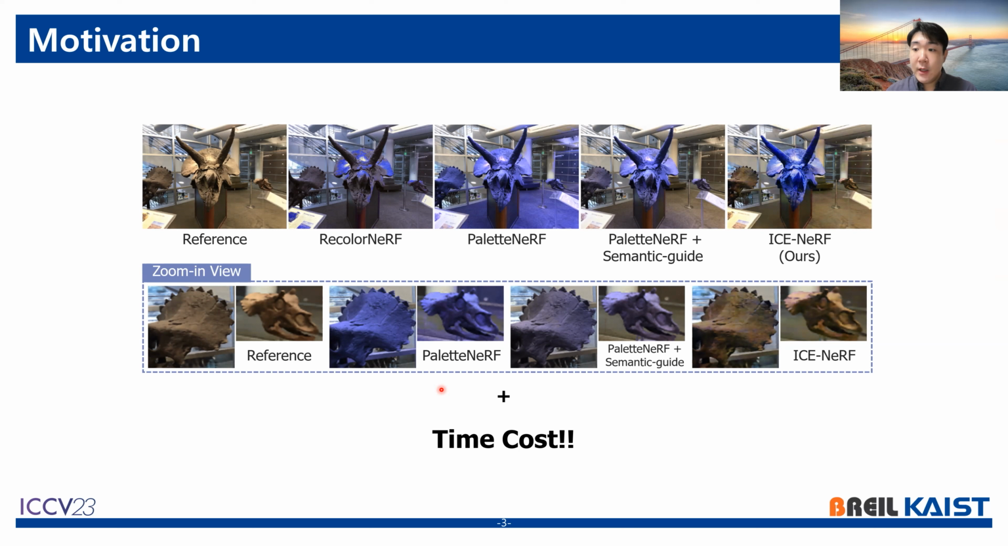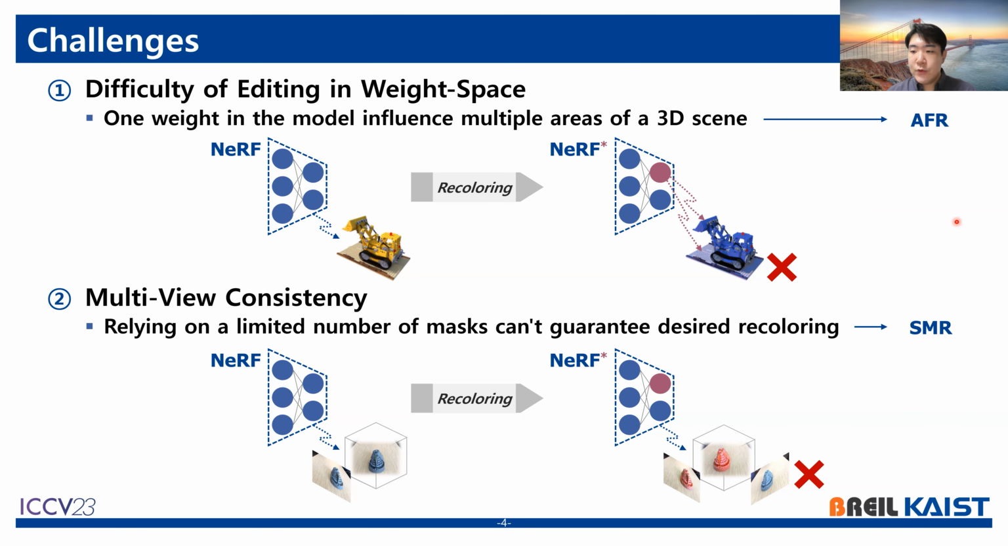Here's our motivation. While there have been impressive methods proposed for recoloring 3D scenes, most of these methods struggle to target and recolor a specific area accurately like this when there are many similar colors within the scene. Additionally, recoloring often takes a significant amount of time. We chose to fine-tune parts of the pre-trained NeRF without fixing its weights to improve decomposition performance and reduce time cost. However, this approach presented two challenges.